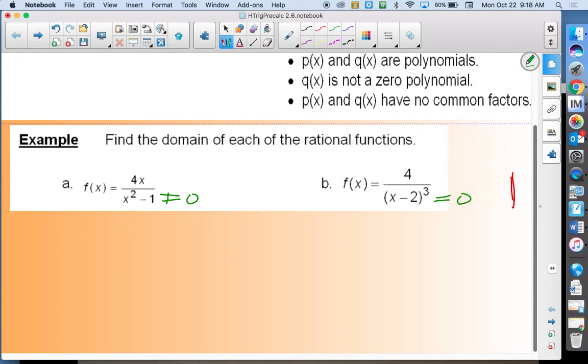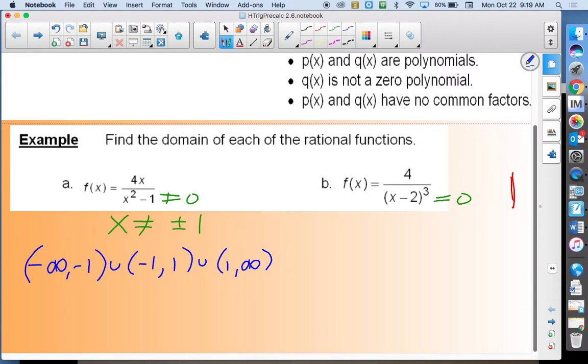So Jesse, in the first case, x cannot be positive or negative 1, because 1 minus 1 would be 0, or negative 1 squared minus 1 would be 0. How do you write that then as domain, Jesse? Negative infinity to negative 1 in parentheses, negative 1 to positive 1 in parentheses, and then 1 to positive infinity.